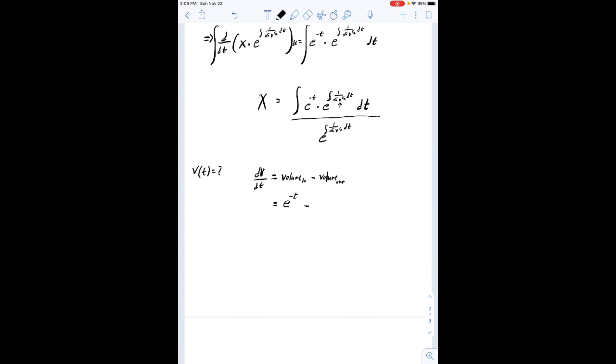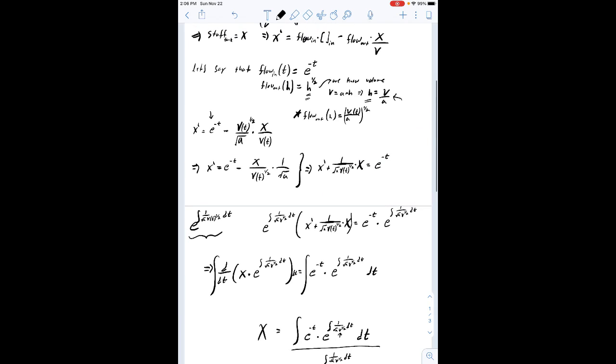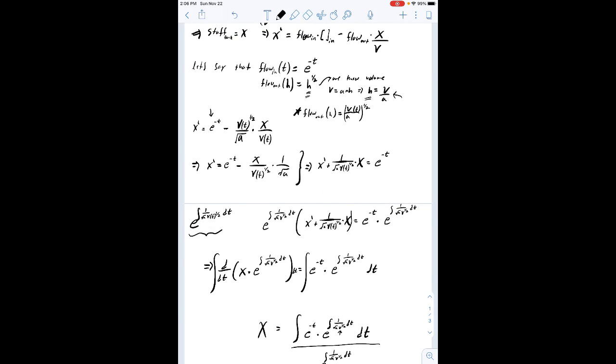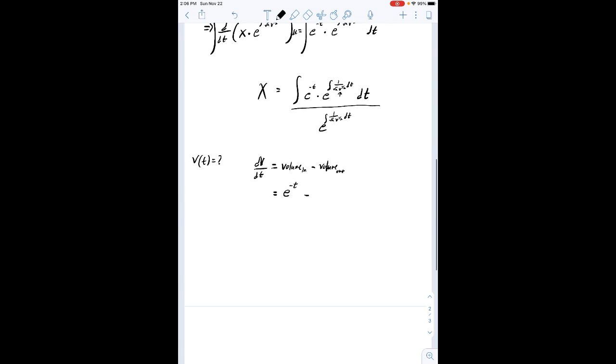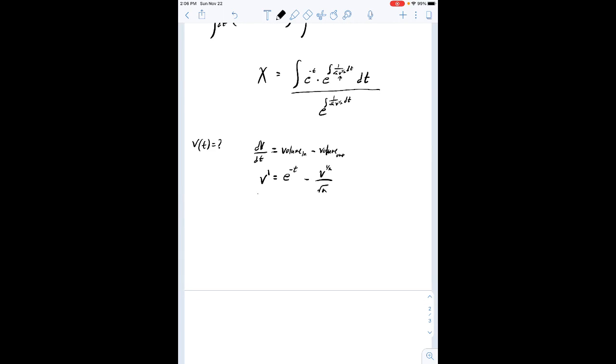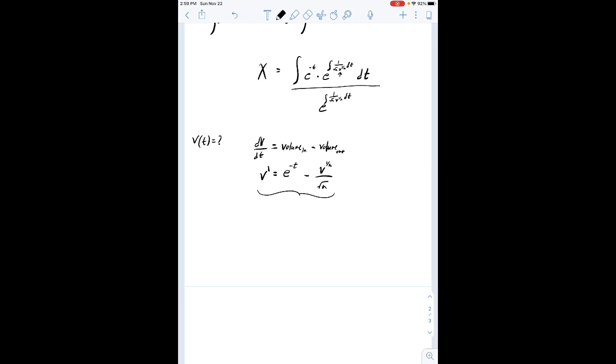And then what is my volume going out? Well, that's the same as the flow going out, right? Because flow is a volume. And that's given right here. So it's v to the 1/2 all over root a. That equals v prime. Okay, so now we see that this is another ordinary first order ordinary differential equation.